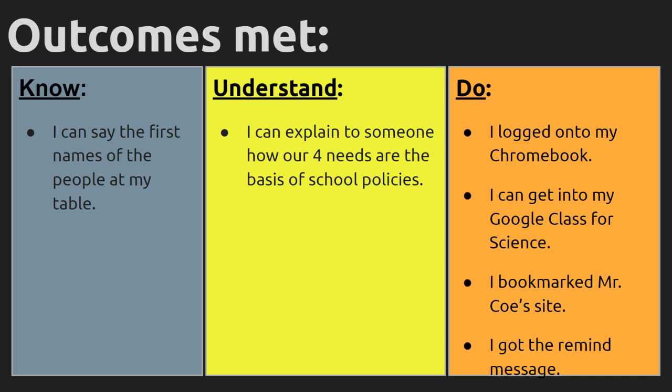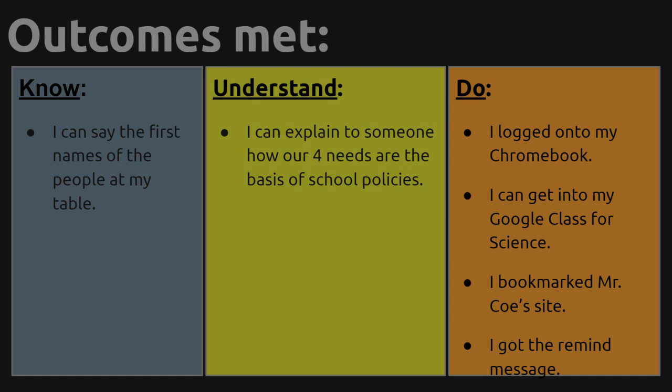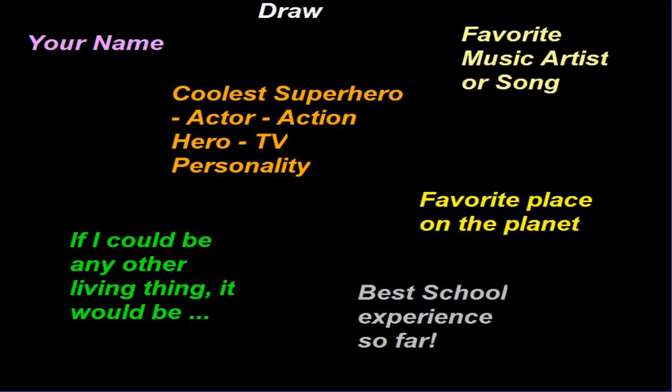Our outcomes for the day were met. Again, if you can turn and say the names of everybody at your table, you can recall the 4 needs: autonomy, competency, relationships, and fun. And you're on your Chromebook, you're enrolled in class. You know where to find my public site, and you got the Remind message. Speaking of which, Remind information will be sent out via Classroom, the public site, and Skyward.